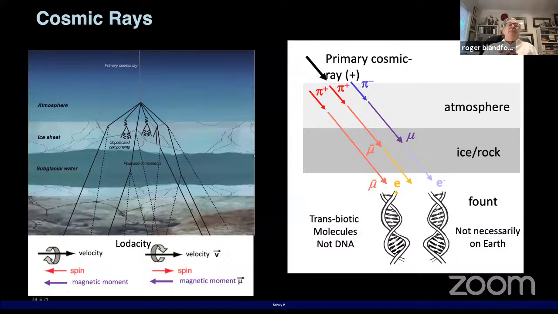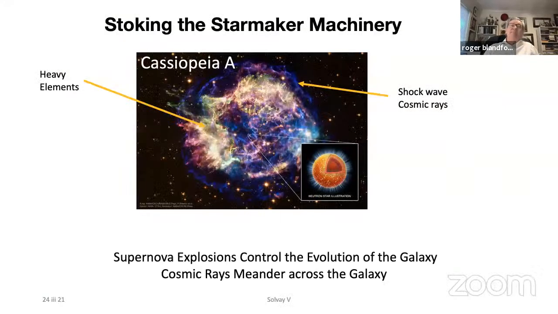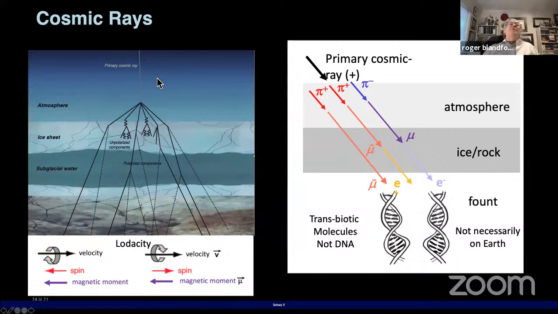Again, trying to explain some of this to the chemists and biologists who may be here. Sorry, these PowerPoints can be very unstable. Okay, whoops. So we've got the cosmic rays.